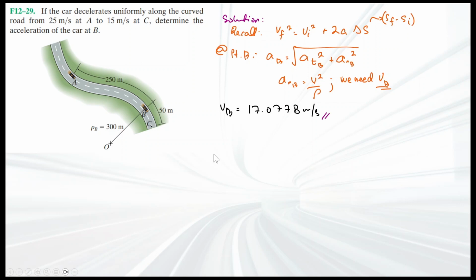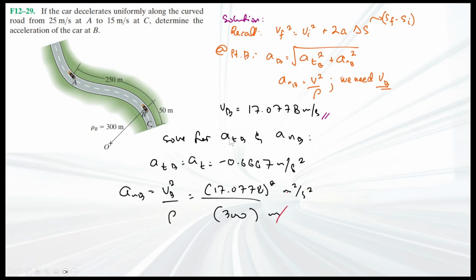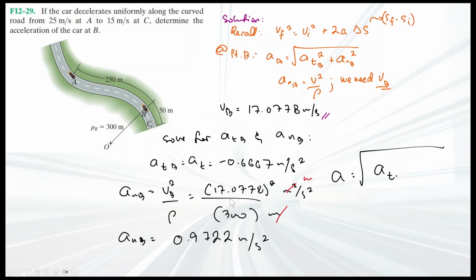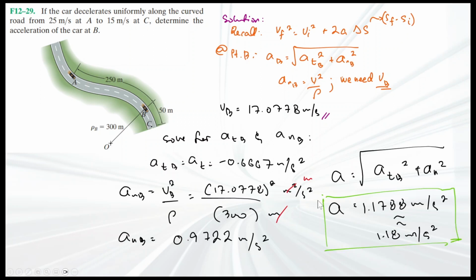And now we're able to solve for the acceleration at point B. So we're going to be solving for AT and AN at B. AT is going to be negative 0.6667 meters per second squared. Whereas AN at B is going to be vB squared over the radius of curvature, just like so. And the result is 0.9722 meters per second squared. And all we have to do is substitute into our magnitude equation for acceleration, and we will have 1.18 meters per second squared.